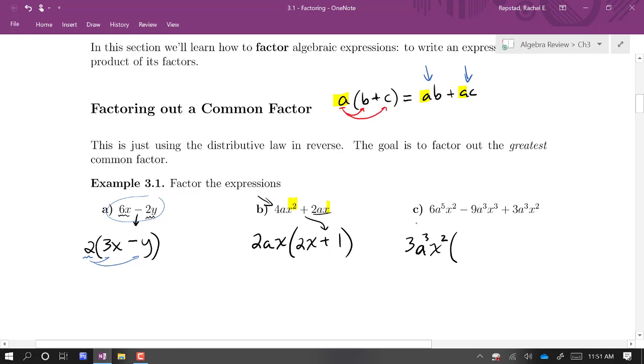Opening up a set of parentheses, what we multiply by 3a cubed x squared to get 6a to the 5th x squared is 2a squared, bringing down the minus sign. We multiply 3a cubed x squared by 3x to get 9a cubed x cubed. And we multiply 3a cubed x squared by 1 to get 3a cubed x squared.